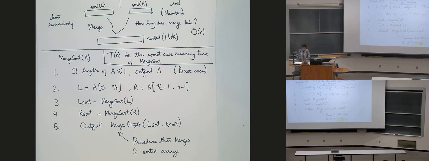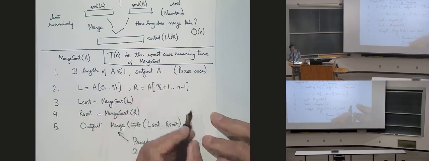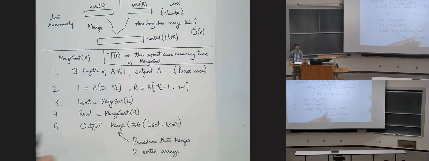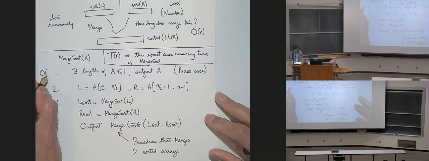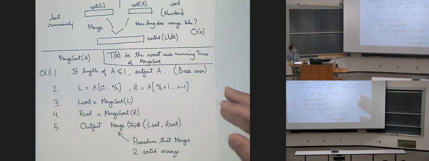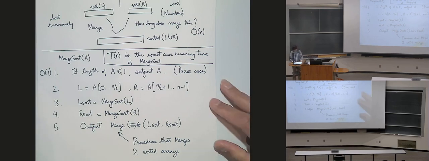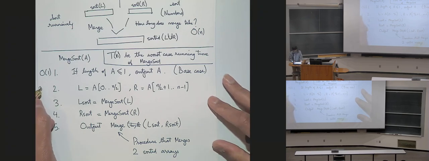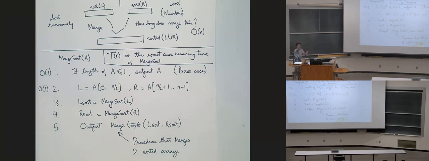So how long does the first step take? It's just O of 1. The second step depends on whether you have pointers or copying or whatever. Let's just say it takes O of 1, because you could just use some pointers to get the array. You don't have to do a copy.